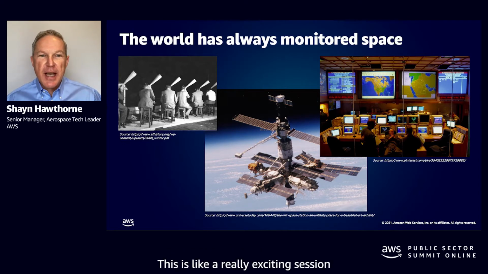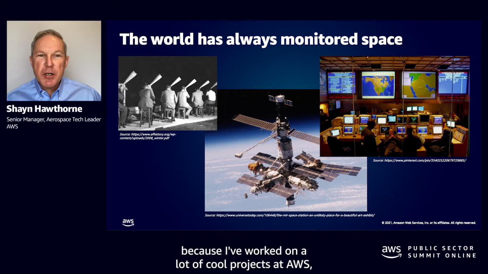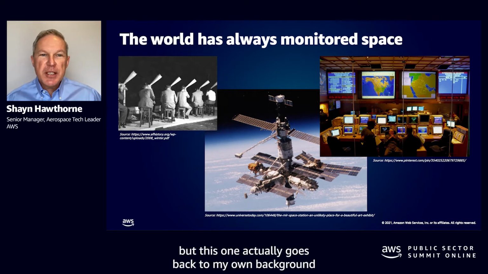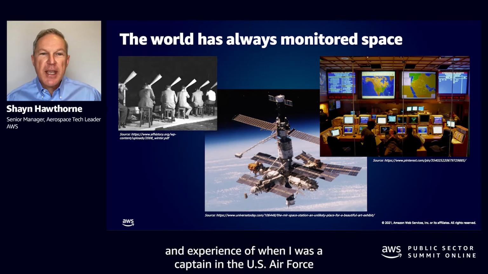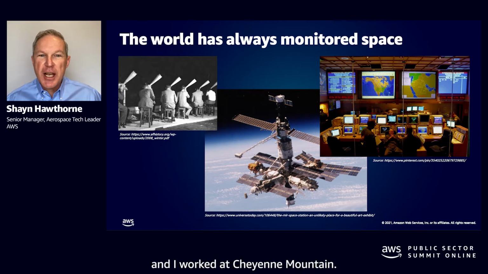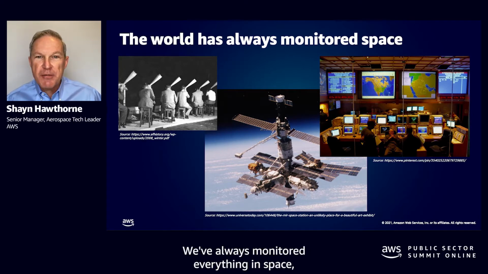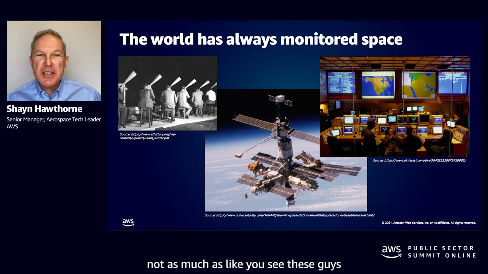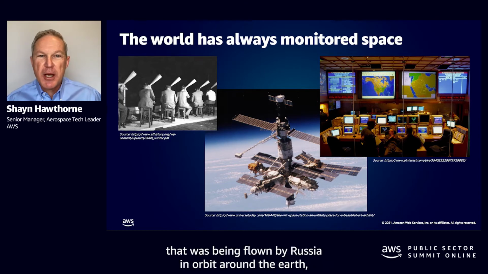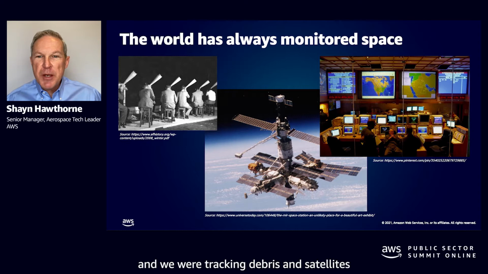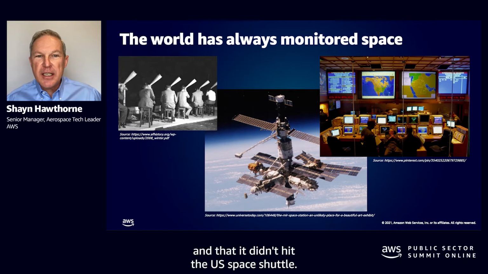This is a really exciting session for me to work on because I've worked on a lot of cool projects at AWS, but this one goes back to my own background and experience when I was a captain in the US Air Force and I worked at Cheyenne Mountain. And in those days, we were monitoring everything in space. We've always monitored everything in space. Not as much as you see these guys with the telescopes in the upper left-hand corner, but when I was at Cheyenne Mountain, we still had the Mir space station being flown by Russia in orbit around the Earth. And we were tracking debris and satellites to make sure that it didn't hit the Mir and that it didn't hit the US space shuttle.